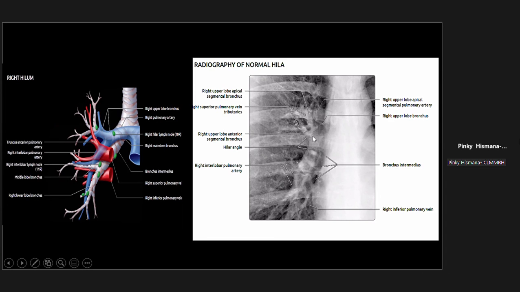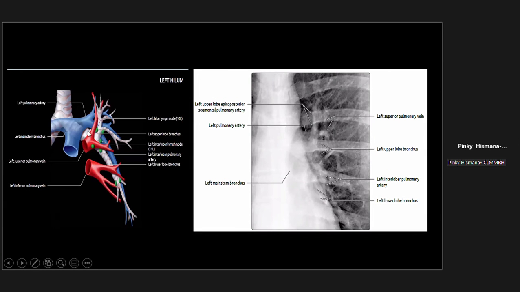Anyway, going back. So this is your right hilum. The right hilum, as I've said, is made up of your right main pulmonary artery and at the same time your veins, your superior and inferior veins, and your right main bronchus. In particular, your right main bronchus. This one is for the left. If you notice the difference, the left main bronchus just branches out into your left upper lobar bronchus and your left lower lobar bronchus. So you don't have a bronchus intermedius.